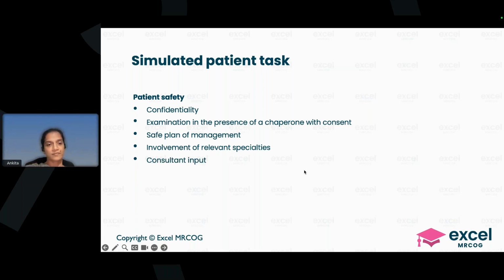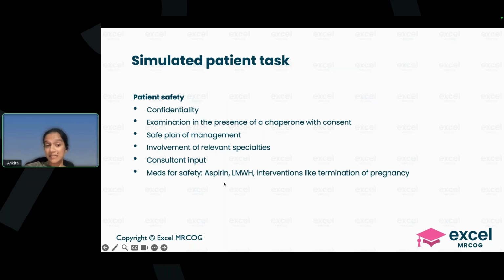Okay. Also, it is communication with colleagues in a structured discussion, particularly consultant input. Whenever there is a situation of, say, massive major PPH, if you don't say consultant, you're going to lose. Okay, because you have to involve the consultant in such a situation.